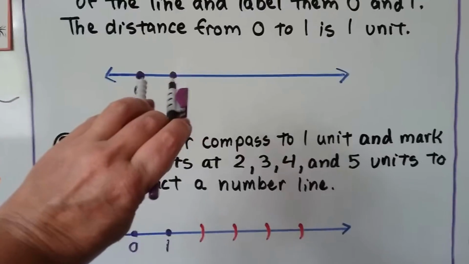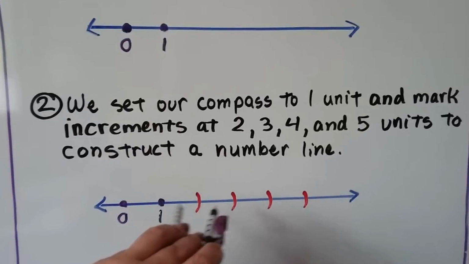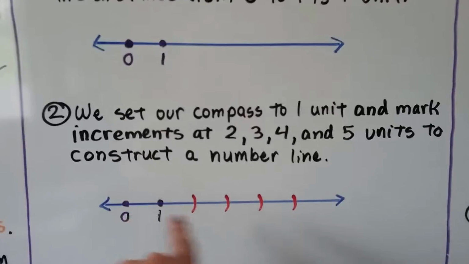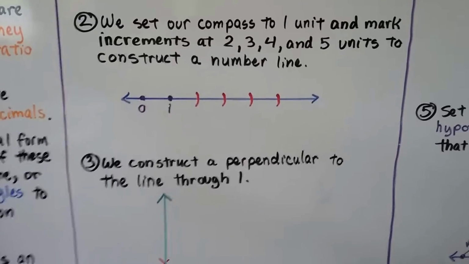So, knowing that that's 1 unit, I can now put it on 1 and make an arc, put it on 2, make an arc, 3, 4, etc. And I have these equidistant spots on the number line.